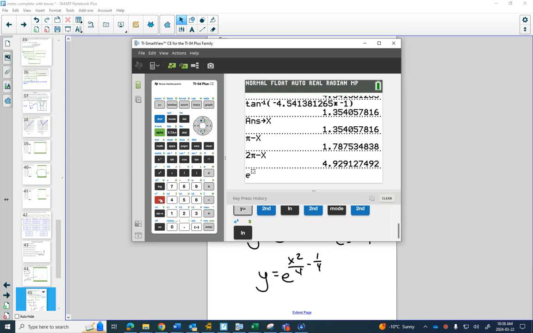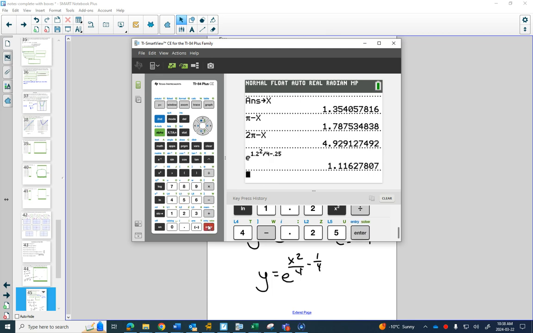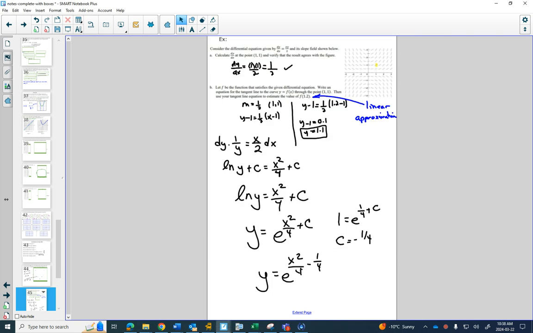And now I can do, what did I want to try? 1.2 squared divided by 4, subtract 0.25 or 1/4. 1.11. And our linear approximation came up with 1.1. We're off by 16 1/1000ths. That's not bad. And as far as mental math goes, this I could have done easily without a calculator. This required me to do a lot of higher level math to get the actual value.